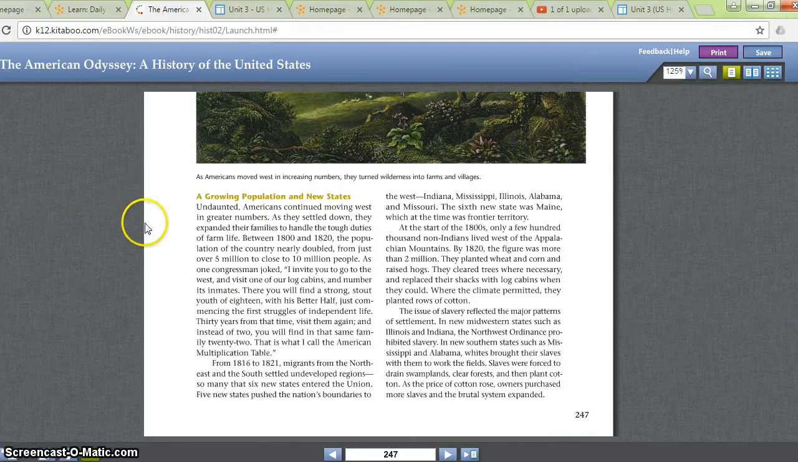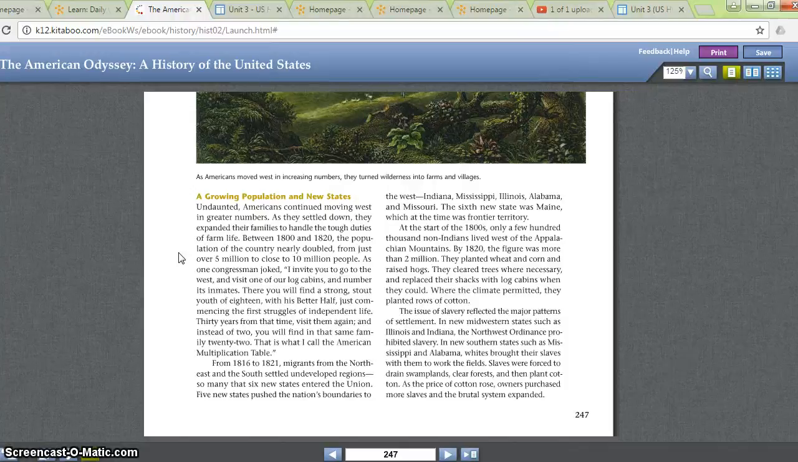A growing population in new states. Undaunted, Americans continued moving west in greater numbers. As they settled down, they expanded their families to handle the tough duties of farm life. Between 1800 and 1820, the population of the country nearly doubled, from just over 5 million to close to 10 million people.